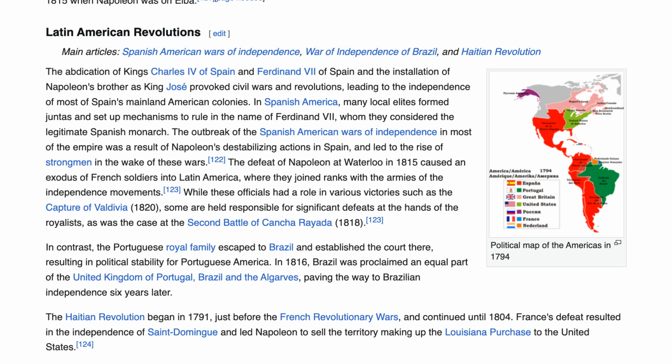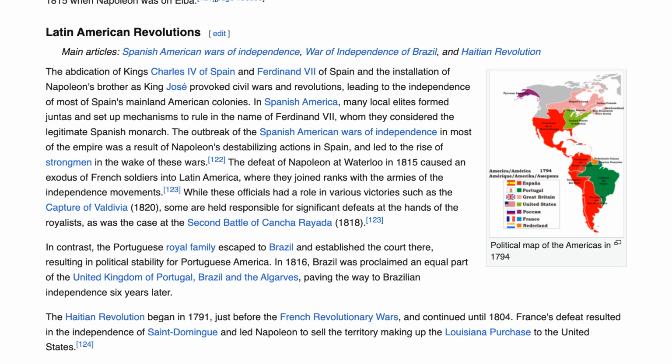While these officers had a role in various victories such as the capture of Valdivia, 1820, some are held responsible for significant defeats at the hands of the Royalists, as was the case at the Second Battle of Cancha Rayada, 1818. In contrast, the Portuguese royal family escaped to Brazil and established the court there, resulting in political stability for Portuguese America. In 1816, Brazil was proclaimed an equal part of the United Kingdom of Portugal, Brazil and the Algarves, paving the way to Brazilian independence 6 years later.